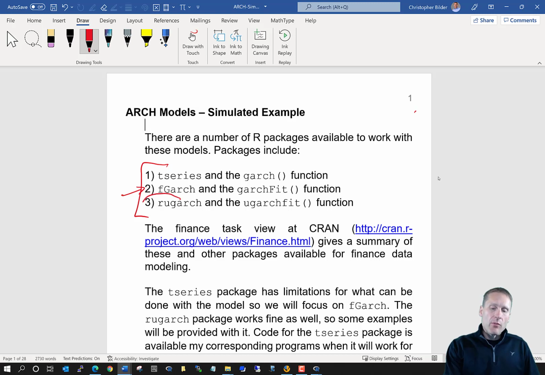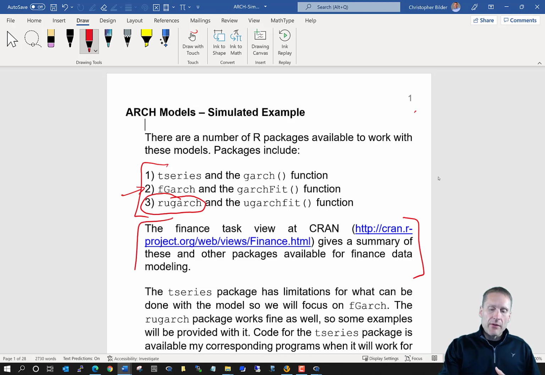Now, there is a package a little bit more flexible than garch. In some respects, it's a little bit too flexible for what we want to do, and I think it's easier for us to use the garch package, so that's why I focus on that here. I will show a little bit about how to use it later in these notes.